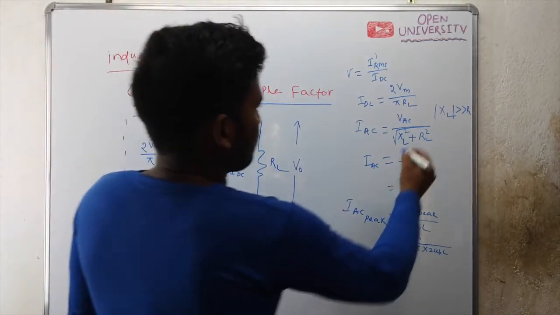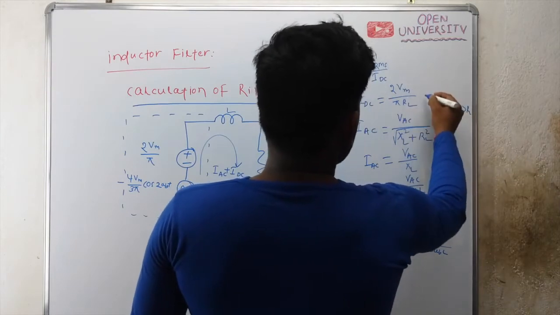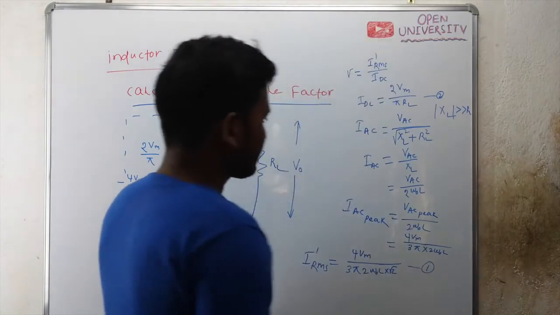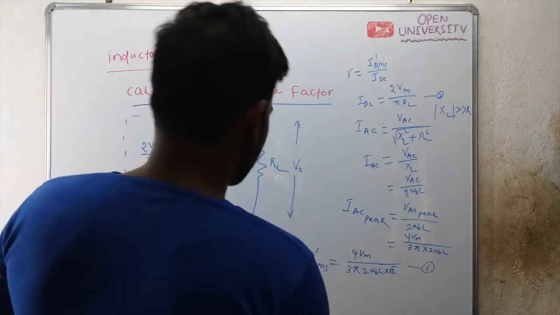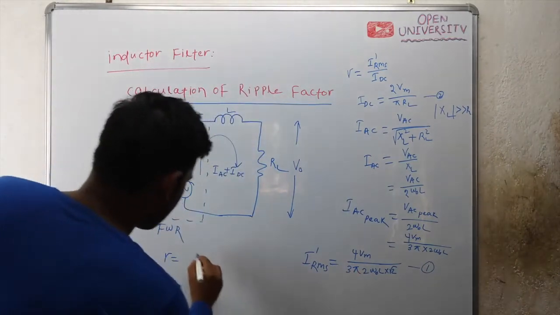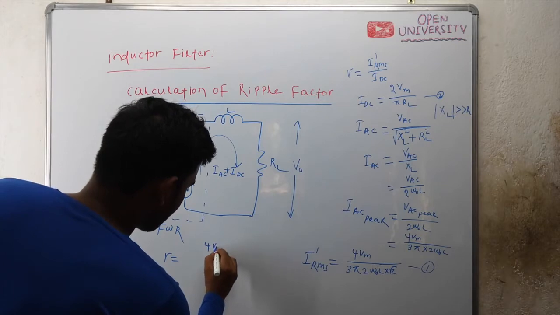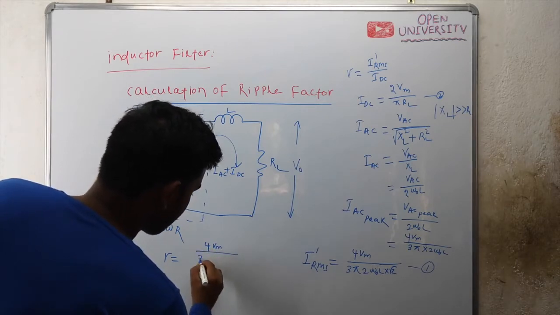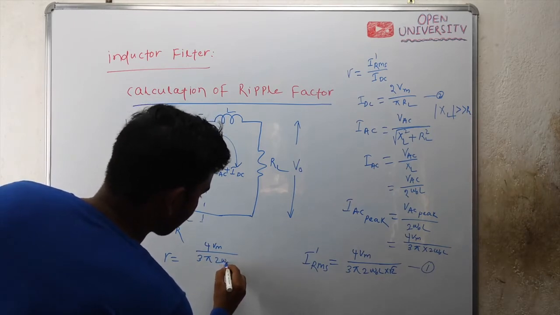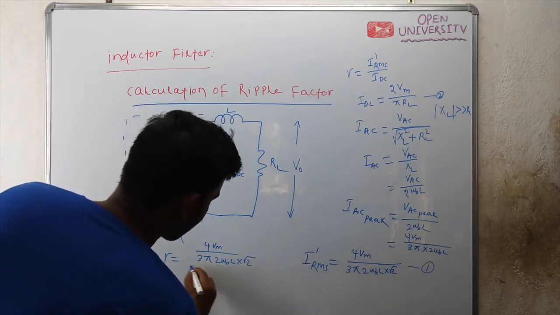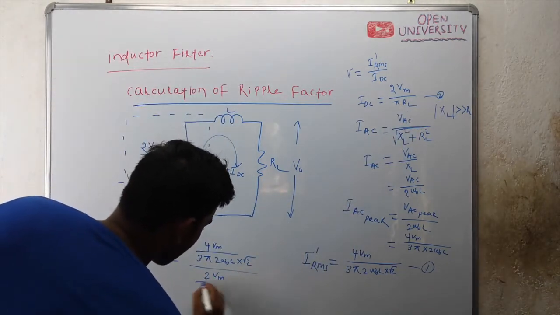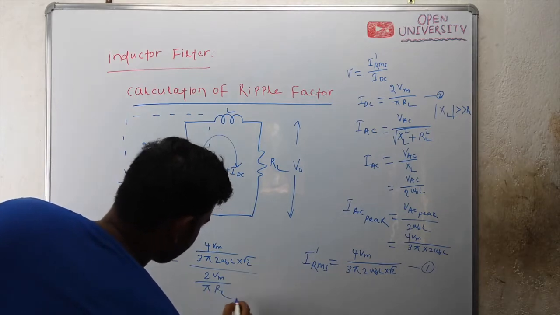Now, if this is your equation 2 and this is your equation 1, and you divide equation 1 by equation 2, you can get the ripple factor. Ripple factor will be I'RMS, that is 4Vm divided by 3pi into 2 into ω₀L into root 2, divided by IDC. IDC is 2Vm by pi RL.